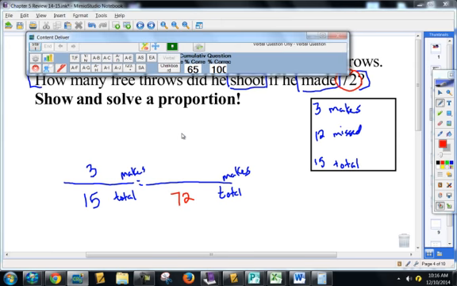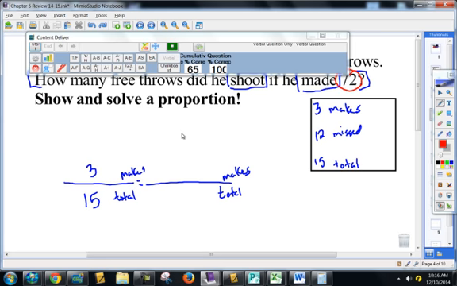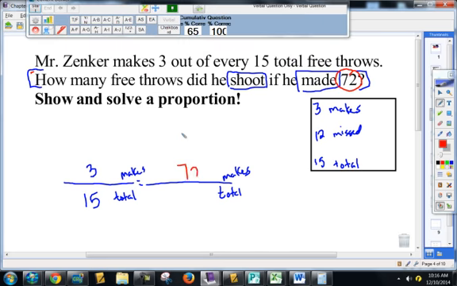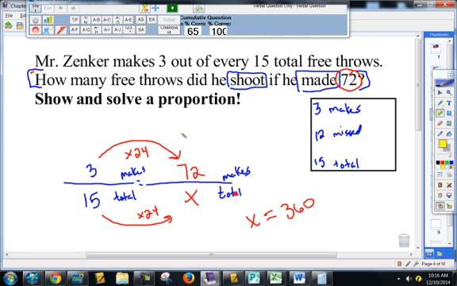No. No, it said that he made 72. So it's got to line up with the label. This is your X value. We're trying to figure out how many total he actually did shoot. Now you could have done it cross multiply divide, or you could have recognized that you're multiplying by 24. Multiplying by 24, that means that Mr. Zenker took a total of 360 shots. Okay? It's kind of funny when you think about it.